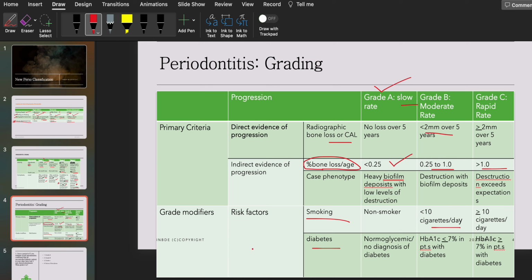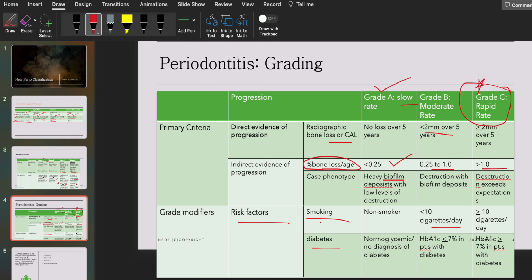Now, this question does come, where they might give you all the criteria of grade A, meaning there is no loss of bone over 5 years, or the percentage of bone loss is less than 0.25, but the patient is a heavy smoker or a heavy diabetic, smoking a pack of cigarettes per day, or her HbA1c level is more than 7%. Right away the answer is grade C. Please, this is very important. This question does definitely come. So at the end of the day, you have to see the risk factors when you are answering that question.